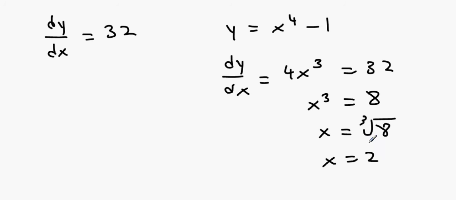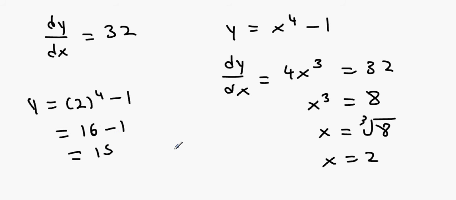Now, there's only one point. It specifically says a point P if you look at the question, okay? So it's asking us to find the coordinates of P. We now know that the x value equals 2, therefore we need to find the y value. So the y value when x equals 2 is 2 to the power 4 minus 1. 2 to the power of 4 is 16. 16 minus 1 is 15. The answer to this question is (2, 15). And that's your question done.